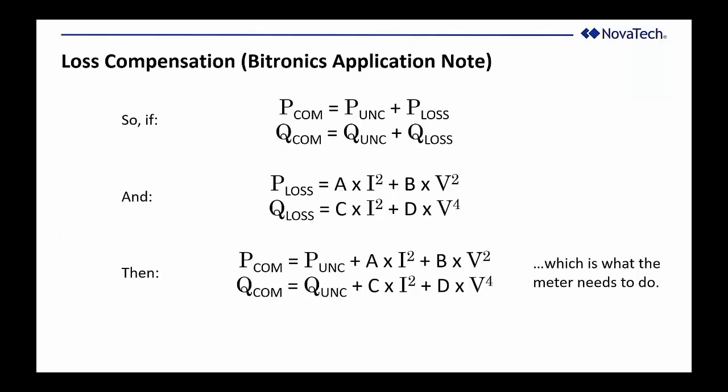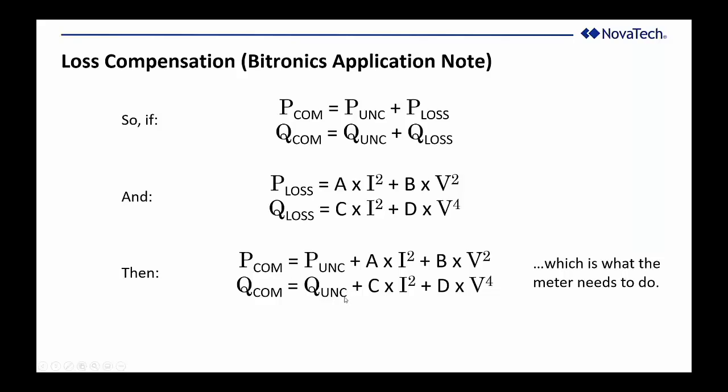This equation, the one on the bottom of this page. It says I'm measuring the current. I'm going to multiply by the A factor. I'm measuring the voltage. I'm going to square it, measure and multiply by the B factor. I'm going to take that result, which are my losses, and add them to the watts that I measure anyway, because it's a watt meter. And I'll get the amount of watts that are being delivered to the high side of the transformer.